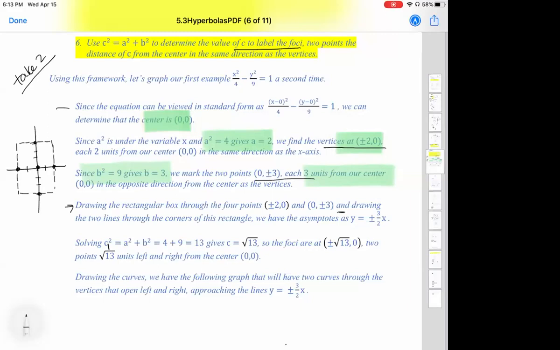And drawing 2 lines to the corners of the rectangle. So you see these corners? We're going to draw 2 more lines going through the corners. We have our outline for an ellipse. I'm sorry, for a hyperbola.